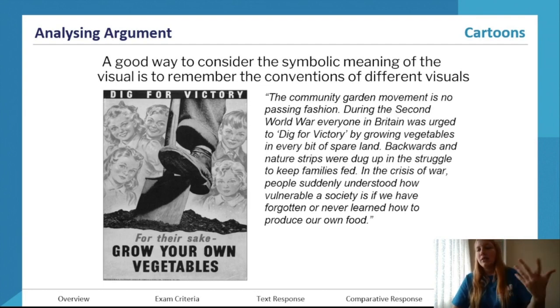Obviously, the ground, after being used and exhausted so much, is not able to adequately produce vegetables and fruit anymore. If that happens, that's how it works. It's not fertilized enough. In the crisis of war, people suddenly understood how vulnerable a society is if we have forgotten or never learned how to produce our own food. And this is how we're linking it back to our main argument.